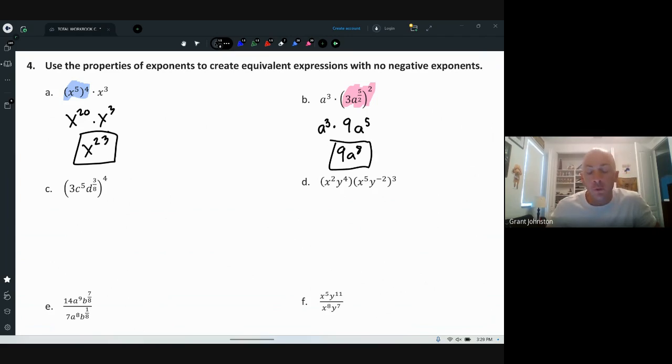On C, I'm going to do 3 to the 4th power. 3 to the 4th power is 81. 3 times 3 times 3 times 3 is 81. And then the 5 times the 4, that'd be c to the 20. And then 3/8 times 4 is going to be 3/2. And that's it.